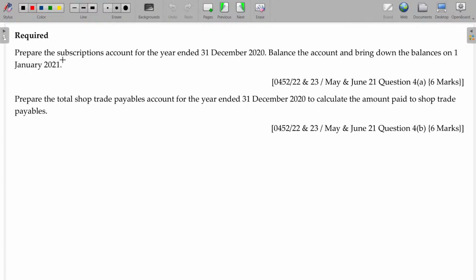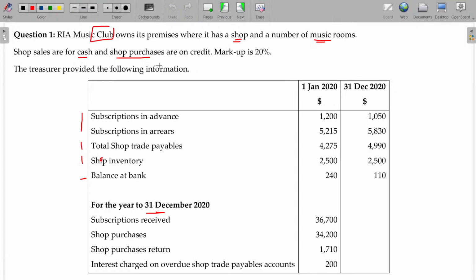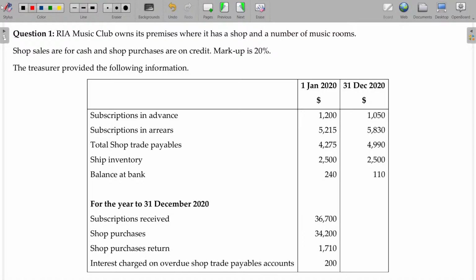What to be done? Prepare the subscription account, balance the account and bring down the balances. Prepare the total shop trade payables account for the year ended 31st December 2020 and calculate the amount paid to shop trade payables. So we have to prepare the trade payables as well as the subscriptions account from these details. Clear?